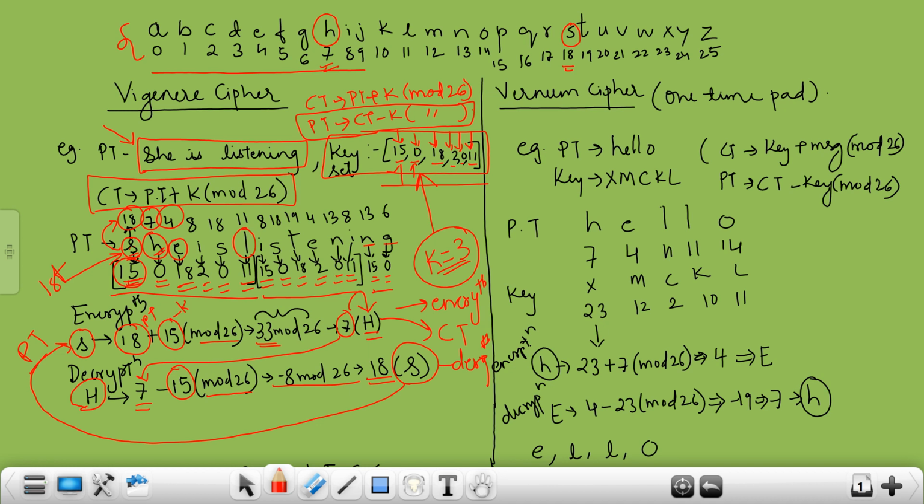Similarly, I want you all to tell me for the remaining letters. I have just solved for my plain text S. So the remaining letters are H, E, I, S, L, I, S, T, E, N, I, N, G.